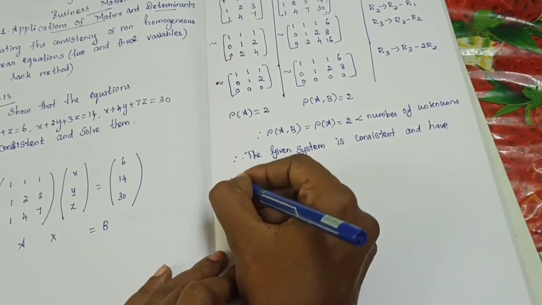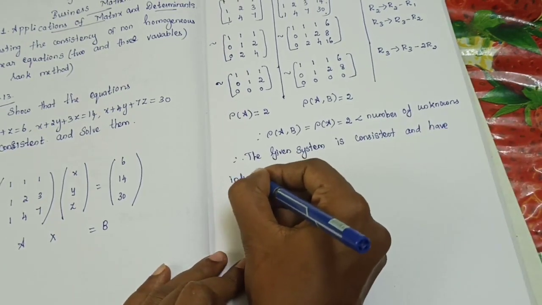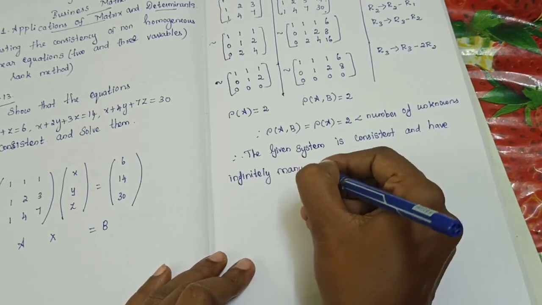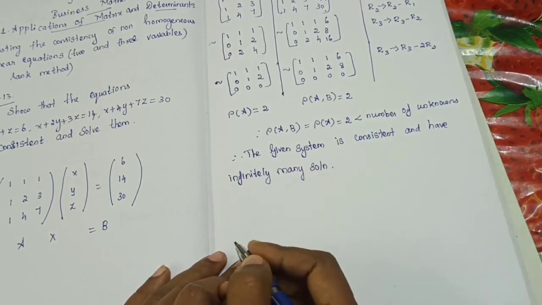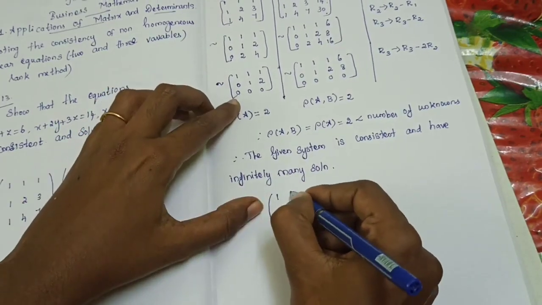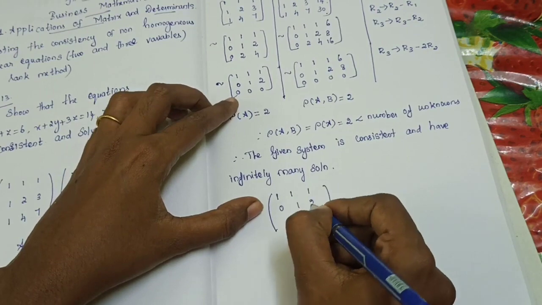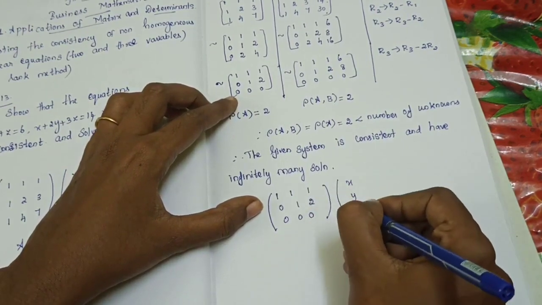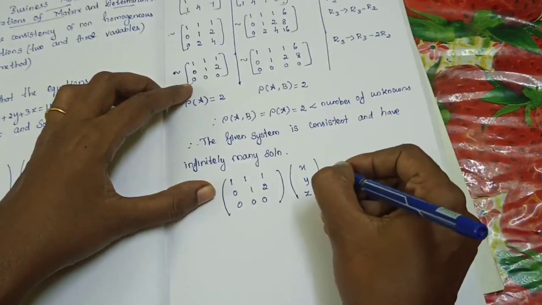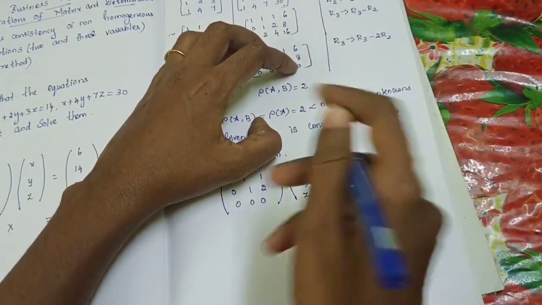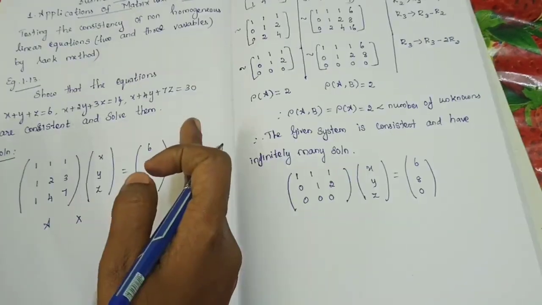This one we have already learned: we have infinitely many solutions. So we are going to write this. What's the A matrix? 1, 1, 1, 0, 1, 2, 0, 0, 0. Next what will you write? X, Y, Z. This is everything you already know. X, Y, Z. Last entry this one: 6, 8, 0.